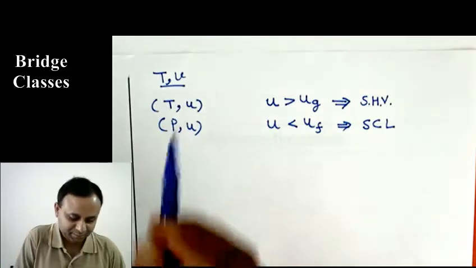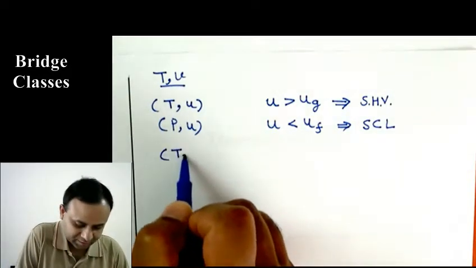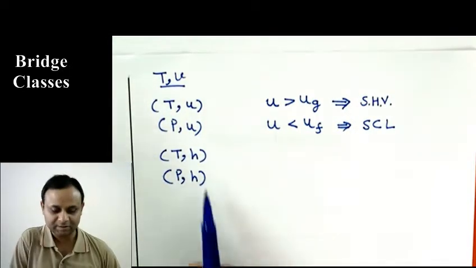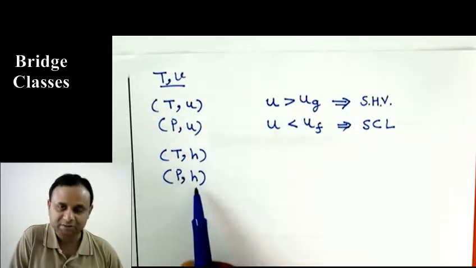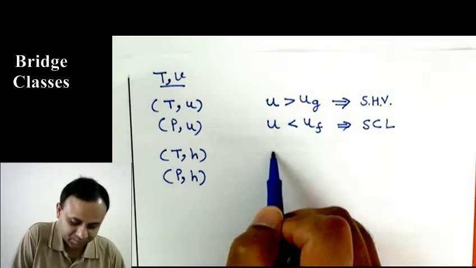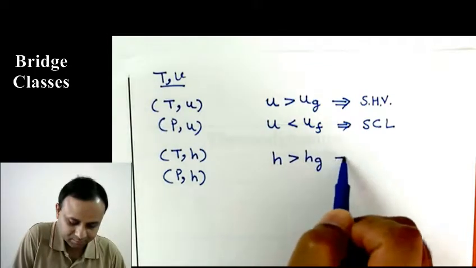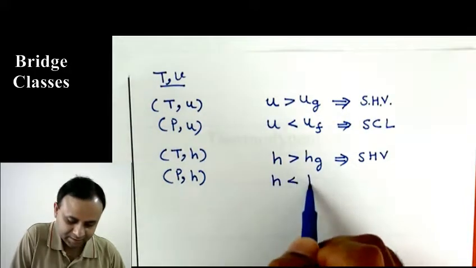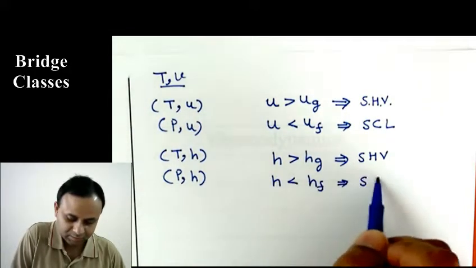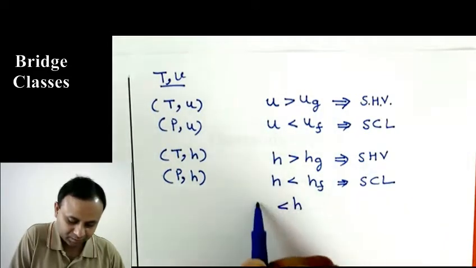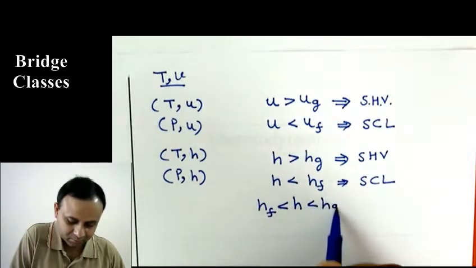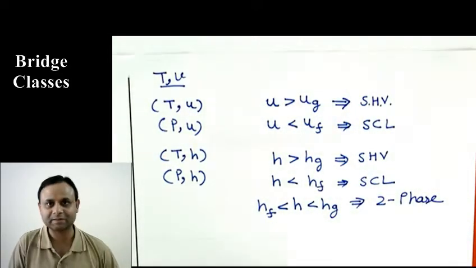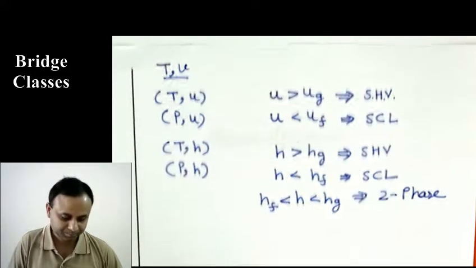And the same is true if we have, say, temperature and enthalpy given, or pressure and enthalpy given. In these cases also, we can compare h with hf and hg. If h is greater than hg, it will be superheated vapor. And if it is less than hf, it is subcooled liquid. And between hf and hg, it will be two-phase. So that is an addition to what we discussed in the last class.